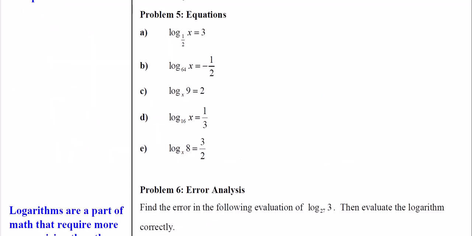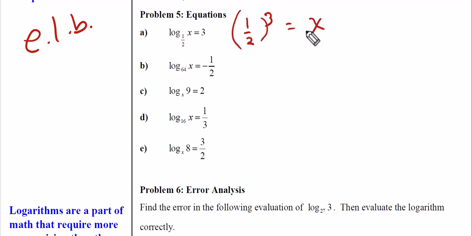Well, problem 5, here's all the equals you want. So, there you go. And everything's a logarithm, which means we're going to end up using ELB to make it into an exponential. So, we know that the 3 is the exponent. We know the 1/2 is the base. And this is the argument. Now, the nice thing about this problem is it's solved for us pretty much. Like, x equals whatever this is.